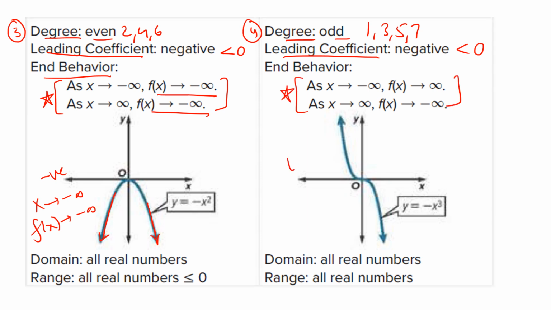On the left side, when x is going to minus infinity, the graph is going up. f(x) goes to plus infinity. However, on the right side of the x-axis, positive, the graph is going down. So as x goes to infinity, f(x) goes to minus infinity. So this is the formula of all the 4 cases, and let's now apply it to the questions.